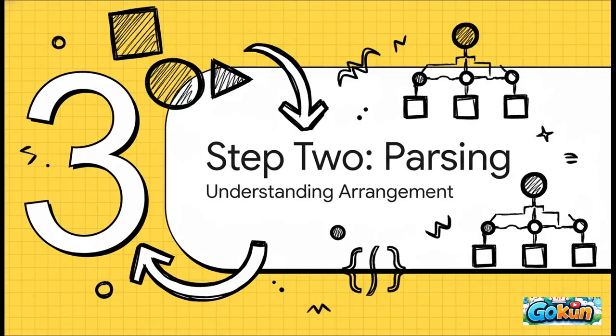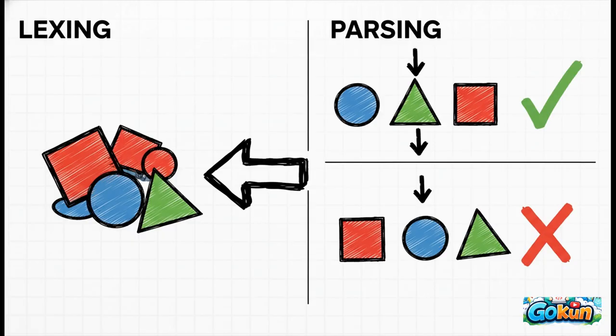Okay, so now we've got this list of tokens, an identifier, an assignment operator, a number. That's great, but what do they actually mean when you put them in that order? That's where the next step, parsing, comes into play. Right, so if Lexing was about identifying the words, parsing is all about understanding the grammar of the sentence. It looks at the order of the tokens to figure out the actual structure of what you're trying to say.